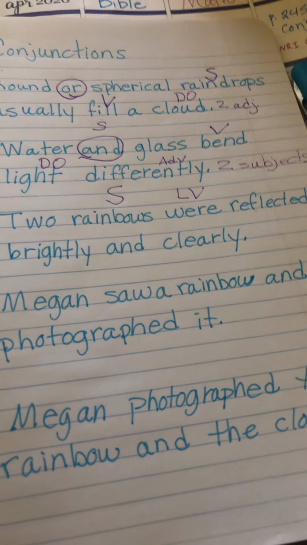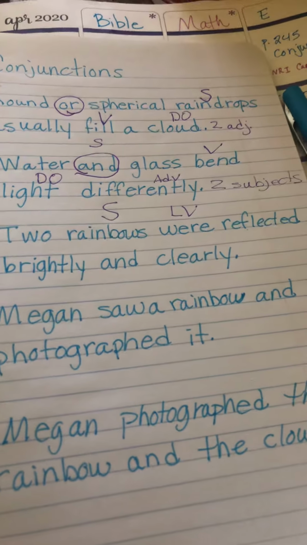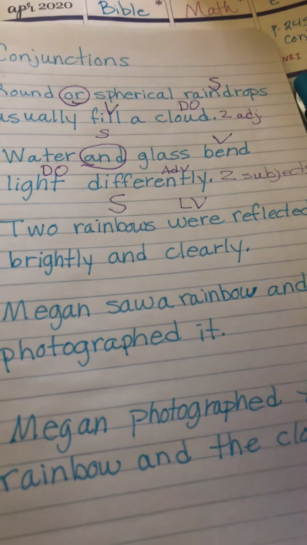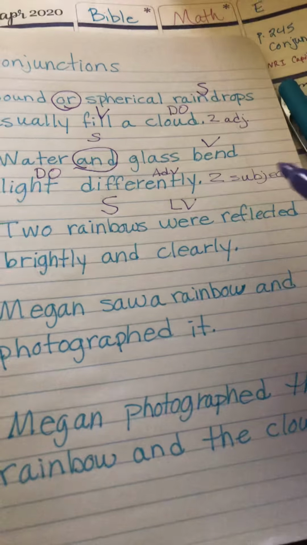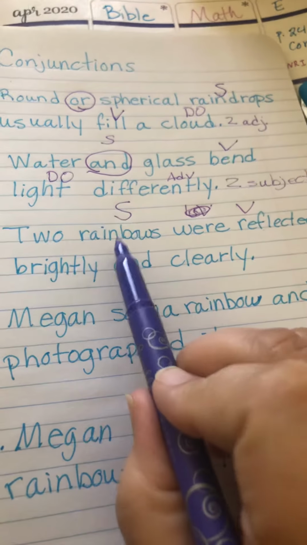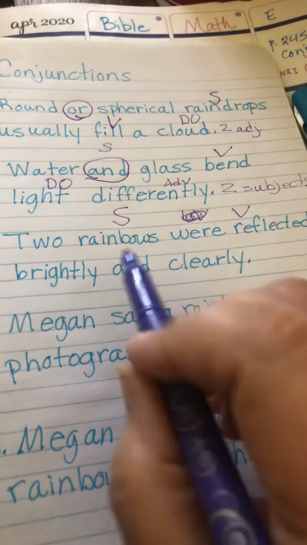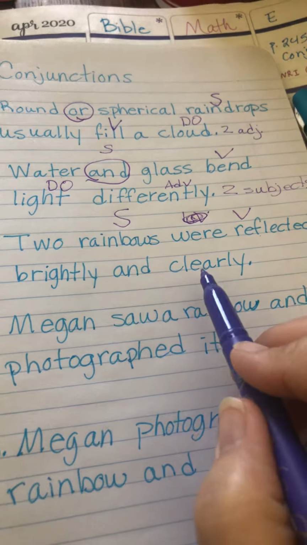Because what does it mean that they are, it's part of the verb? It does. When you have a helping verb beside a main verb, this becomes your verb. So two rainbows were reflected, and here we have brightly and clearly.